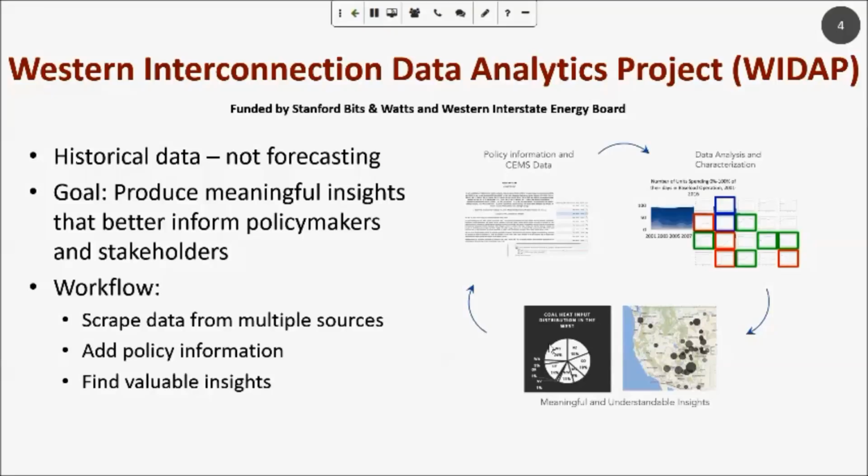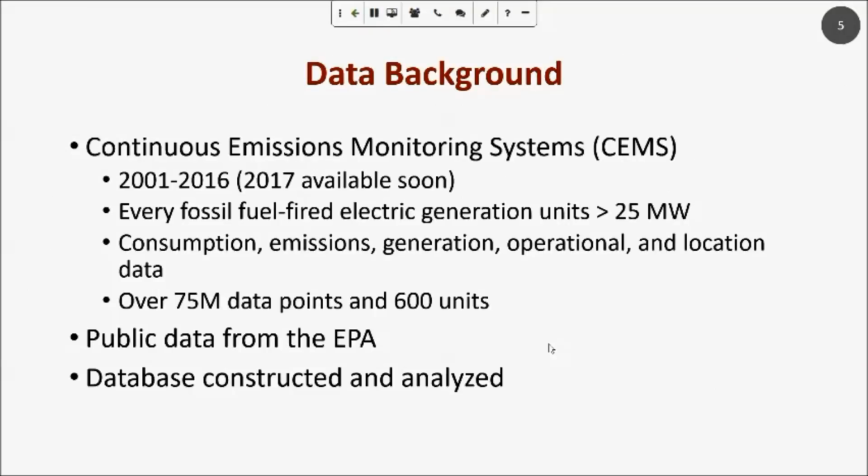A bit of background on our data. The majority of our data comes from the EPA's continuous emissions monitoring systems, as Maury noted. This is a program that required fossil fuel-fired electric generating units to record data pertaining to consumption, emissions, generation, etc. for every hour of the year. There are nearly 100 coal units and over 500 natural gas units in our data set, and that totals to over 75 million observations.